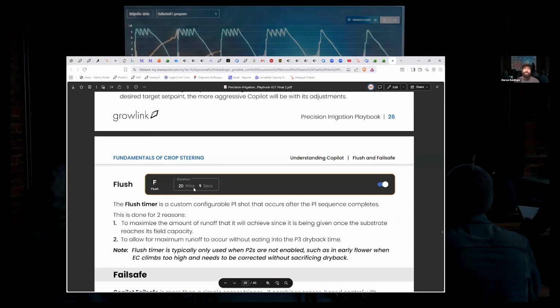If you're using autopilot and you have an EC target put in, it's actually going to increase and decrease this duration automatically, and it's going to scale. So if you're way off of your EC target and you need to flush a lot more to get the EC down, it's going to increase this. And like I said, as you get closer to your EC target, it's going to scale this back to where your flush becomes less and less and less.